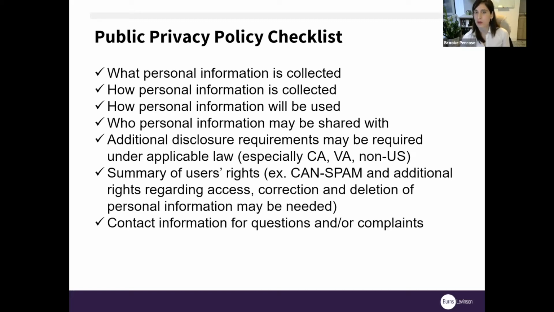Typical topics covered in a public privacy policy are going to include things like what personal information is collected, how it's collected, how it might be used by your organization, and who you may share information with. Additional disclosure requirements may kick in depending on whose laws you need to abide by. Many of you may already be familiar that if you're collecting personal information from California or internationally, there are additional disclosure requirements under those laws.